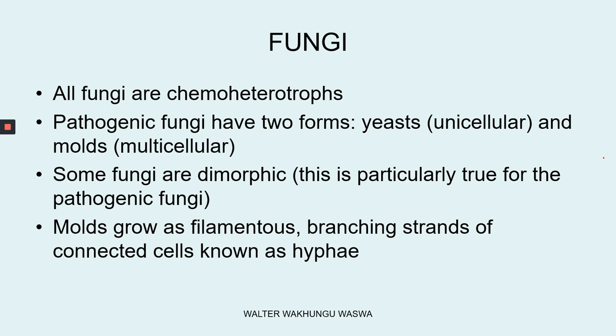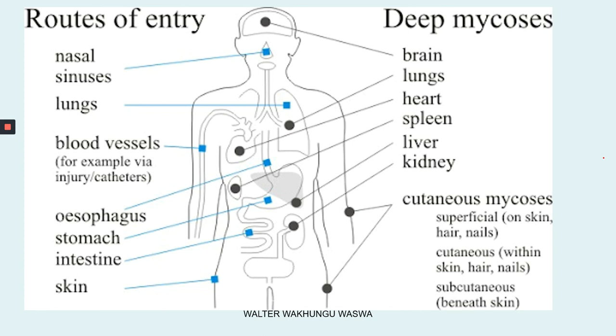So molds grow as filamentous branching strands of connected cells known as hyphae. So let's look at the route of entry of most of those fungi.